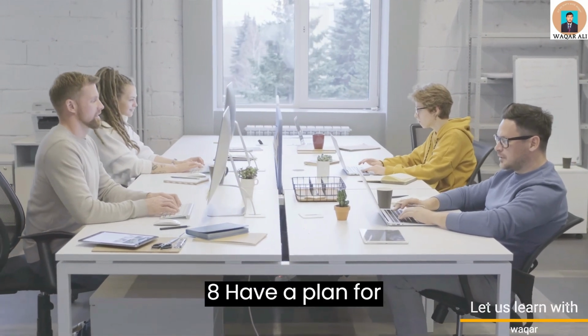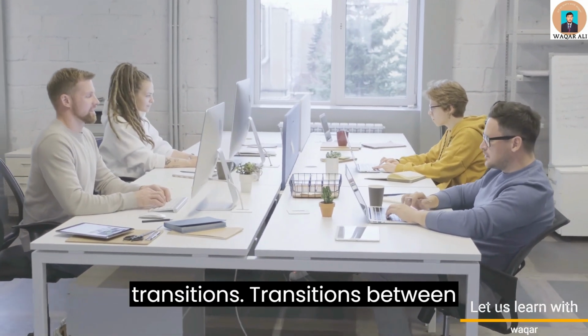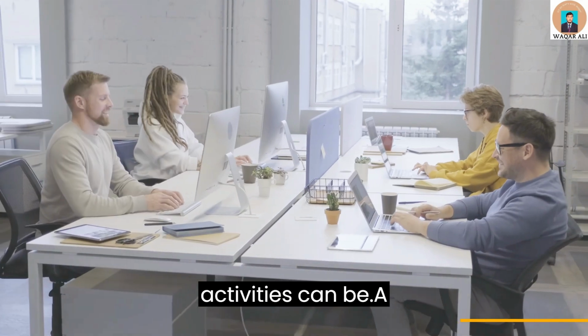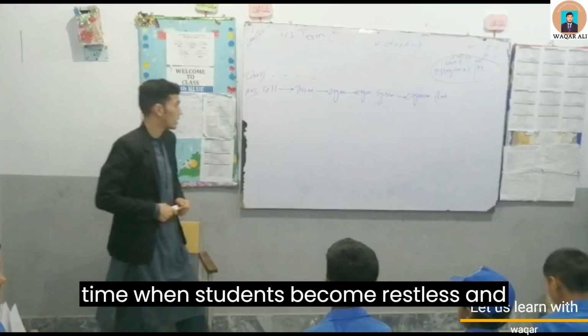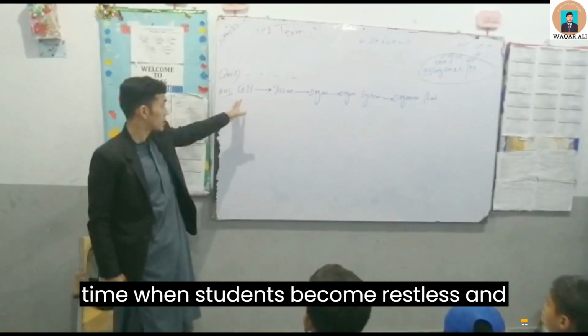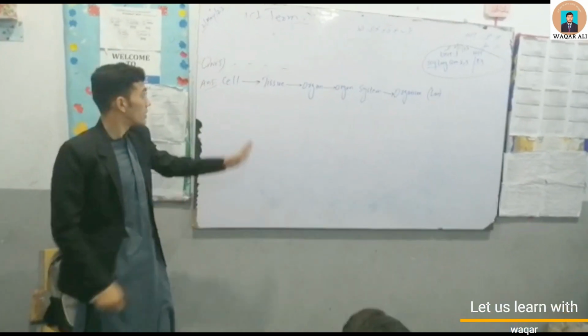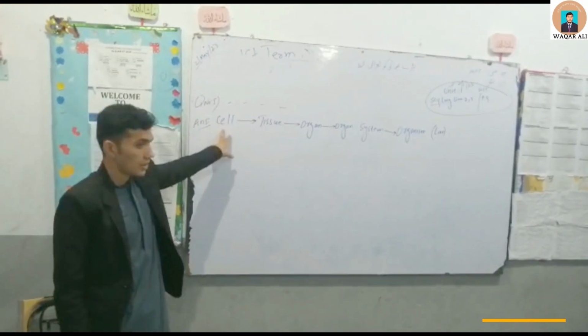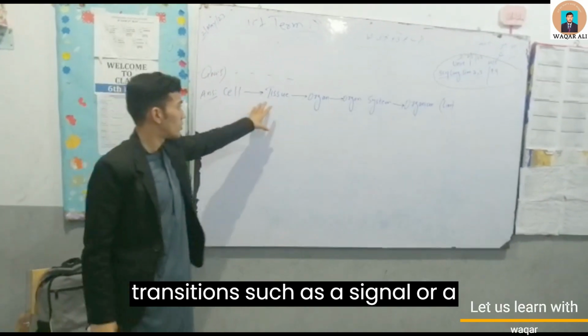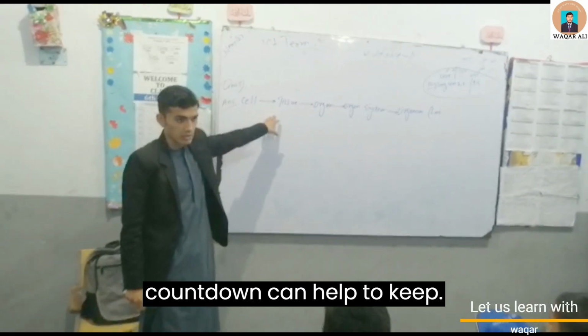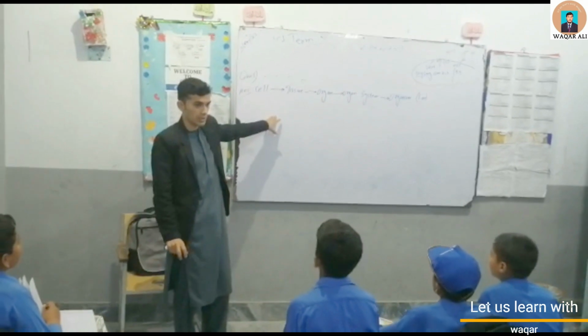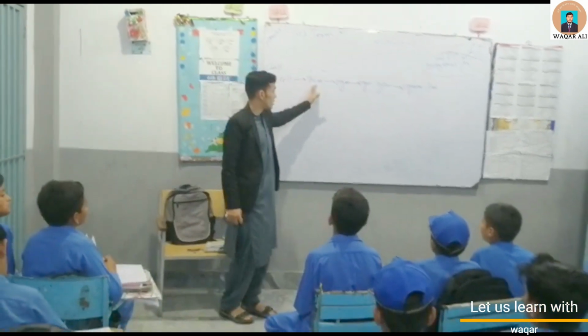8. Have a plan for transitions. Transitions between activities can be a time when students become restless and disruptive. Having a clear plan for transitions, such as a signal or a countdown, can help to keep students on track.